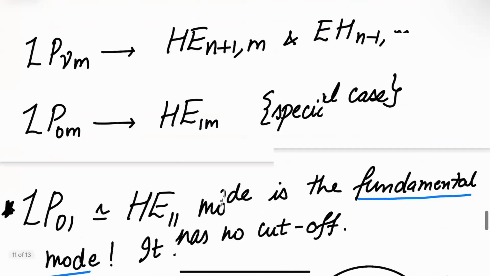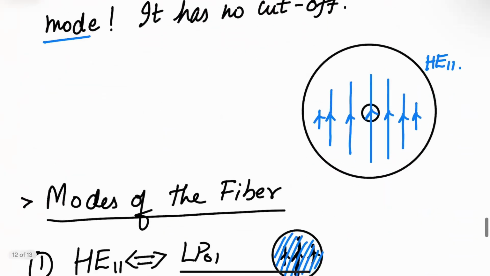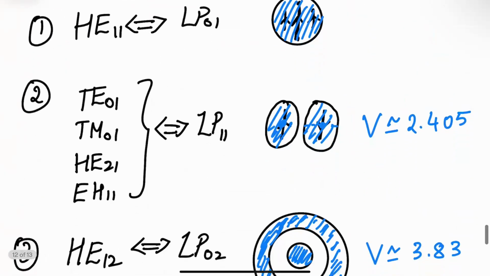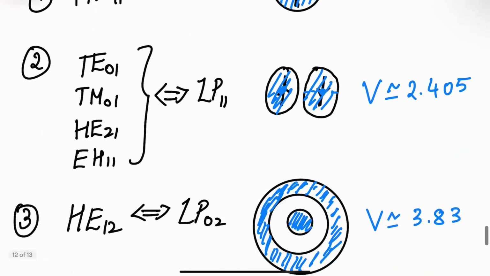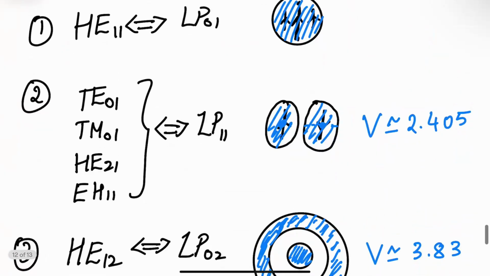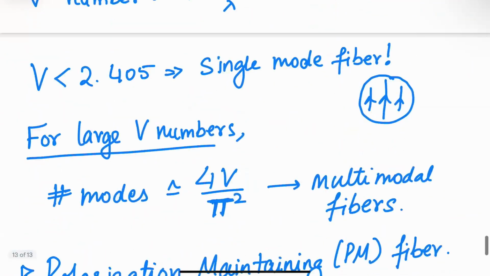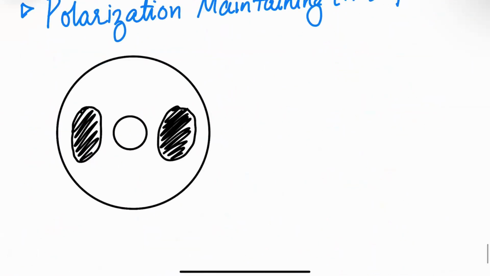So we saw what this LP basis is, what the first few modes are in the LP basis, and what they represent, what they look like in the EH and HE basis. And then we saw what the modal field distribution looked like for the LP modes. And we also did a brief discussion of single mode, multi-mode, and polarization maintaining fibers.